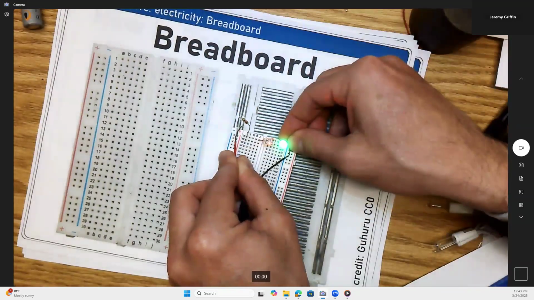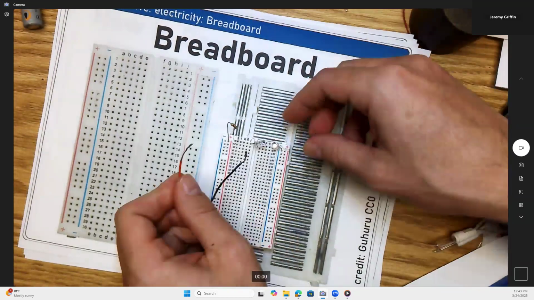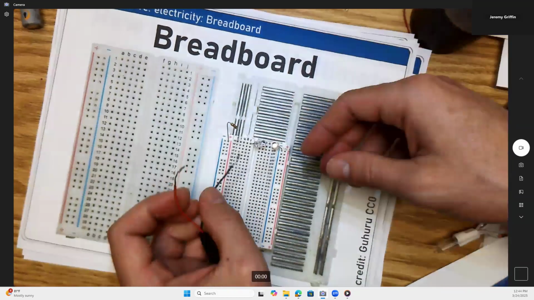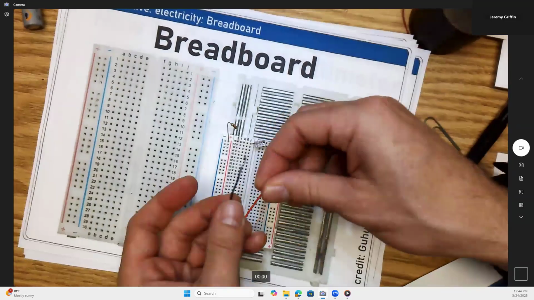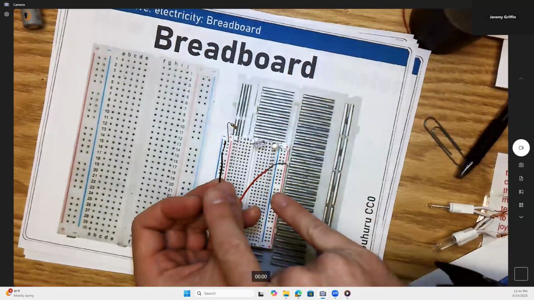Now, here's an extra little detail, but this might be helpful later this week. If I switch the leads, guys, notice I switched the red and the black.